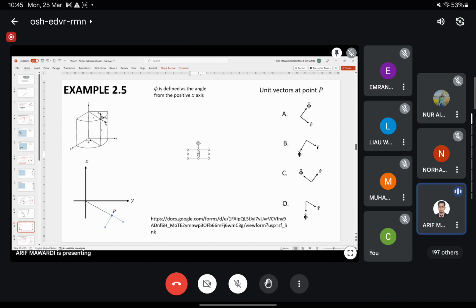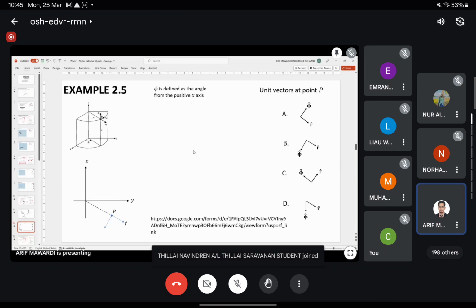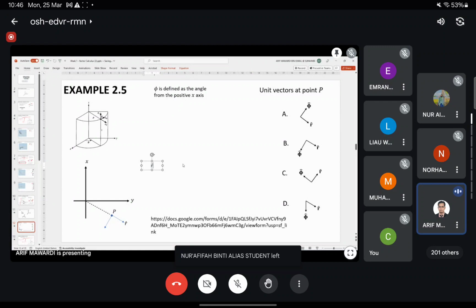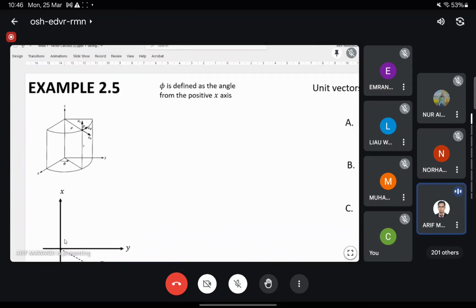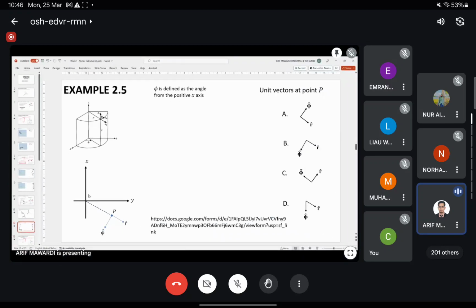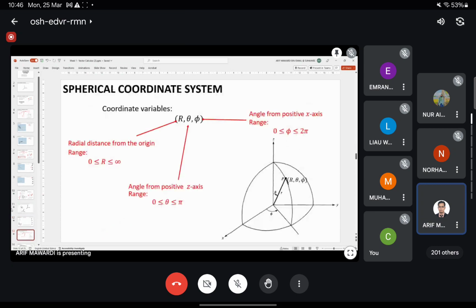So this is your R, and this will be your phi. The point I want to make is, regardless of the orientation of your coordinate system, the definitions of the coordinate variables remain the same. Okay. And then we have looked at the spherical coordinate system.